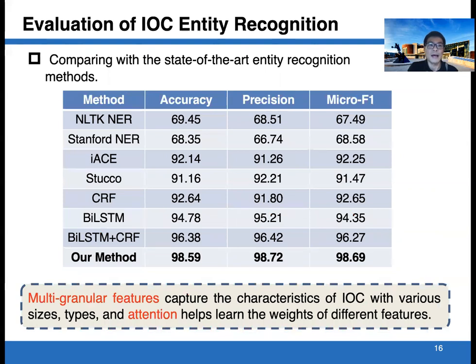Now we evaluate the IOC entity recognition performance. We compare it with state-of-the-art entity recognition methods. Our method outperforms those existing methods. This can be attributed to the following factors. First, our method brings in multi-granular embedding sizes to simultaneously learn the characteristics of different sizes of threat actors. Second, we use an attention mechanism to learn the importance of features, which improves the accuracy.